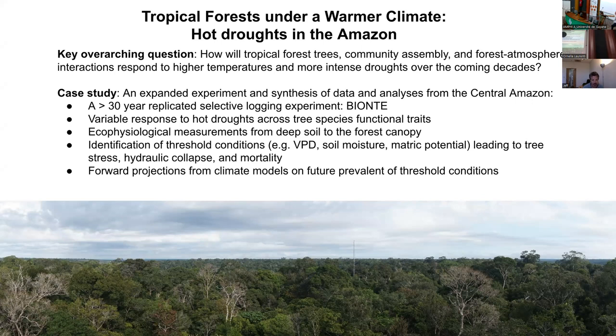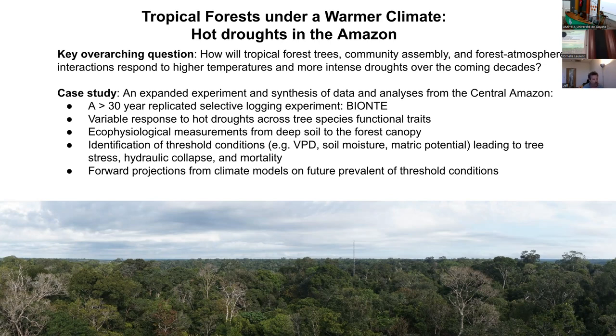So it's a case study. It's carried out at a site in the central Amazon. There's a 30-year replicated selective logging experiment that I'll tell you more about beyond that, which is the central part of this study. We're looking at how specific functional traits respond to hot droughts.